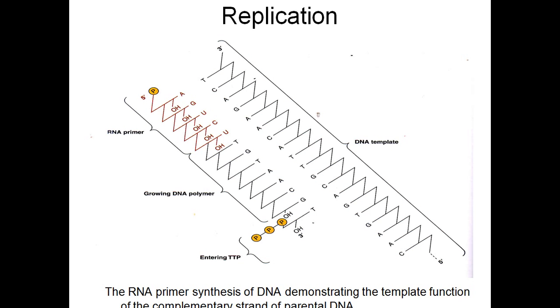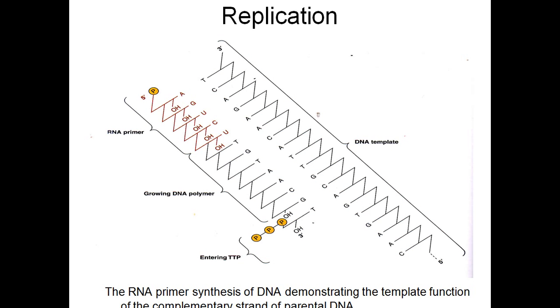Now here is another image I am showing you. This is a template DNA strand. You can see the sequence of the template DNA strand: T, C, A, G, A, C, A, T, T, G, C, A, G, T, G, A, C. So this is the sequence of nucleotides that is present on the DNA template. Now on the growing strand, see there is a short RNA primer which is complementary to the DNA template.